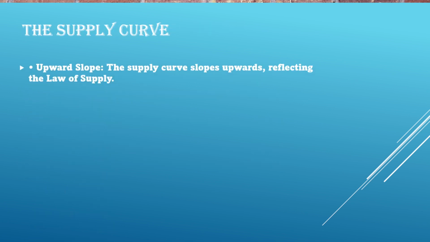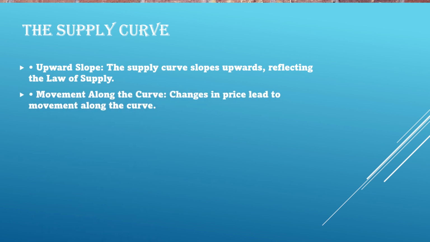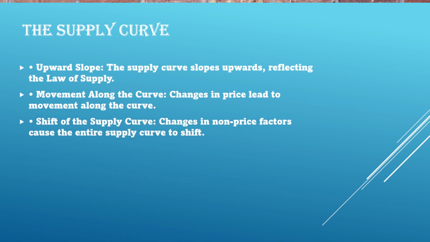Okay, then we want to talk about the curve. The curve is upward sloping. It reflects the law of supply. A movement along the curve is caused by a change in the price. A shift of the curve is a non-price factor, right?